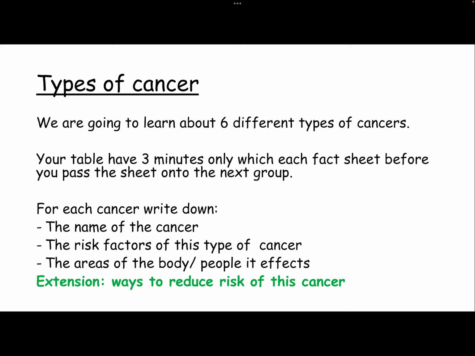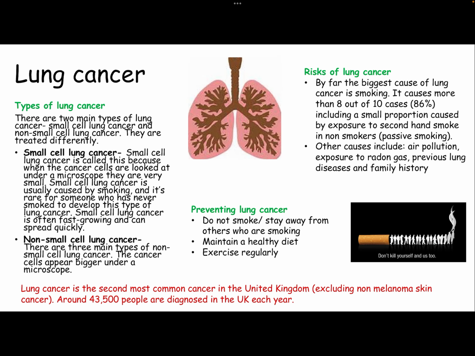Types of cancer. We're going to learn about 6 different types of cancer. In doing this, we'll be looking at different cases and then we use our knowledge to answer a few questions after that. So it's how we can reduce the risk factors. You're going to be able to name these cancers, risk factors of each of these, and areas of the body where it affects. So for this first one, you have lung cancer, types of lung cancer.